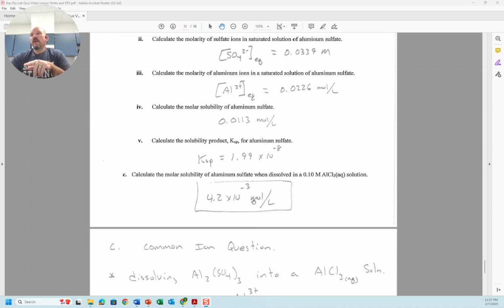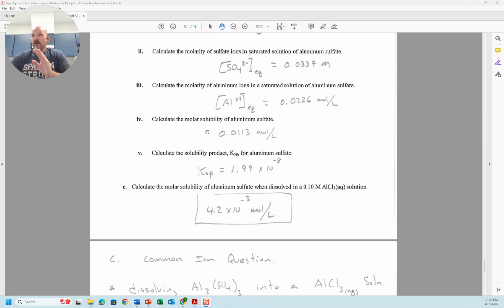Okay. So here's our answer for part C, but let me show you how we get there. Part C is a common ion question. So we know the KSP now. Now we know the solubility product of aluminum sulfate. And now the question is what's the molar solubility of aluminum sulfate when you dissolve it in this solution? What this molar solubility represents is the molar solubility of the compound just dissolving it in water with nothing else in it.